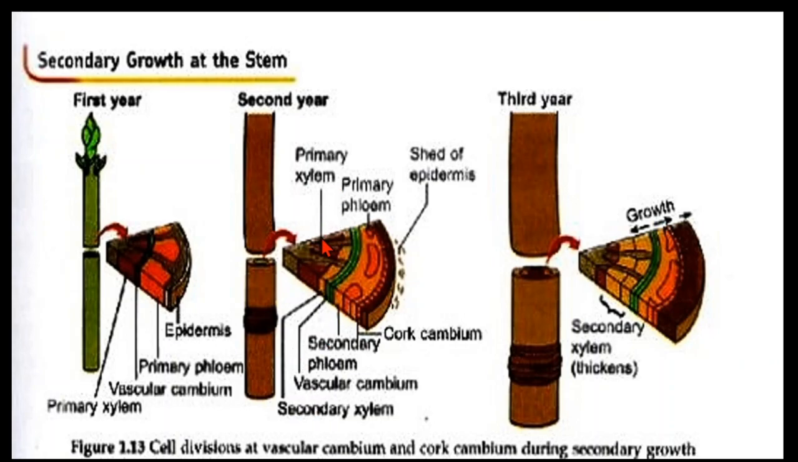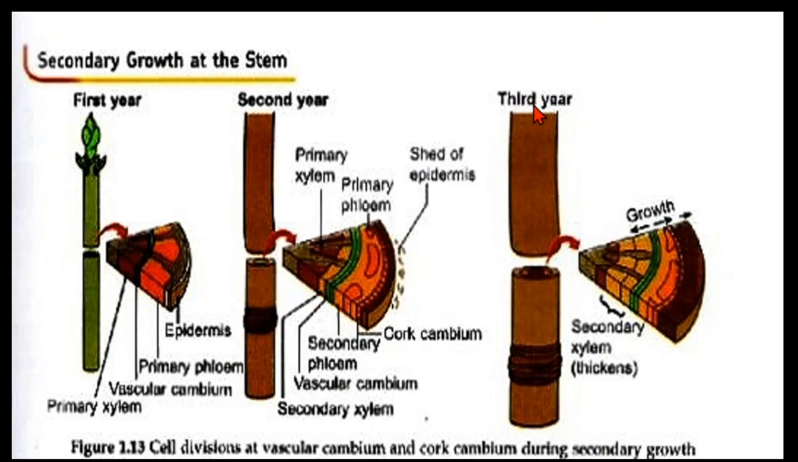This is the primary xylem. This is the primary phloem. This is the cork cambium. Shed of epidermis. Vascular cambium here, the green one. Secondary xylem. Ada sudah secondary xylem dan secondary phloem.